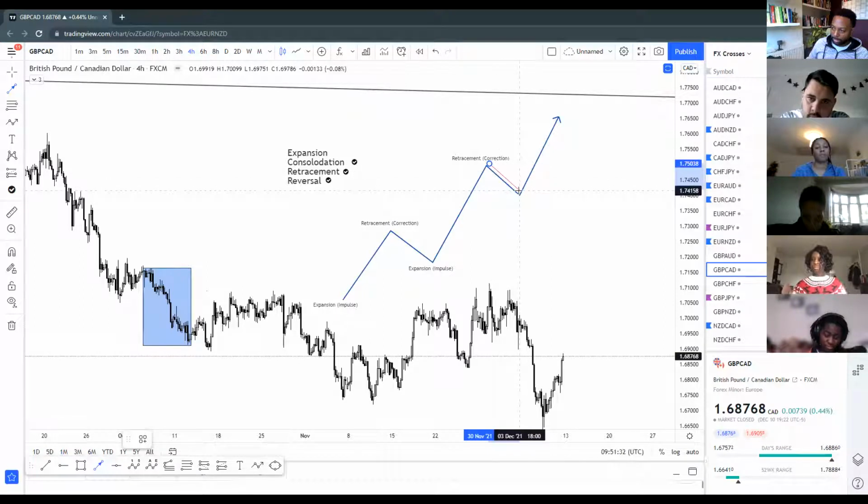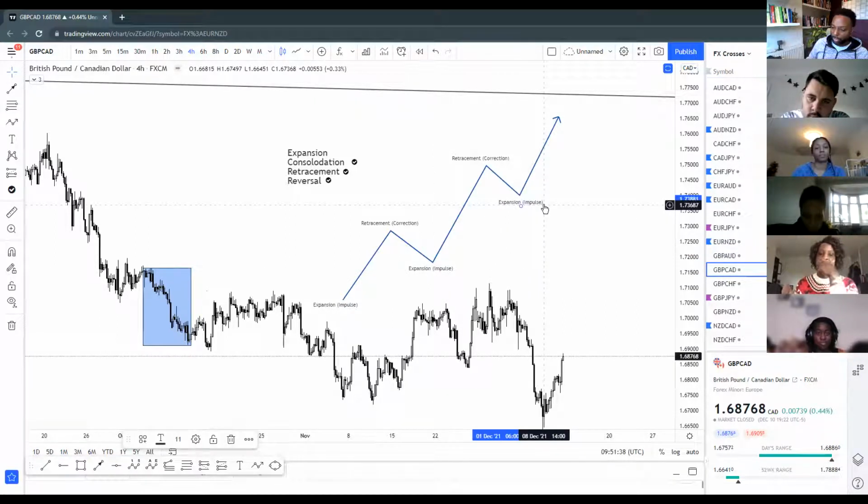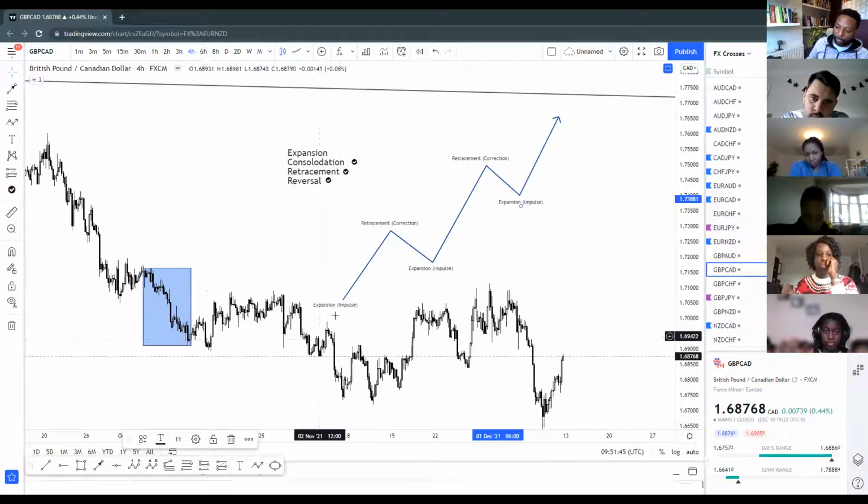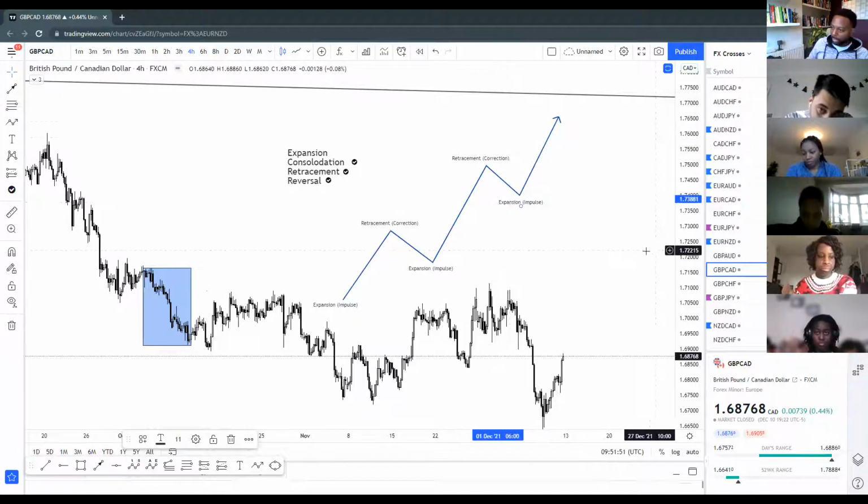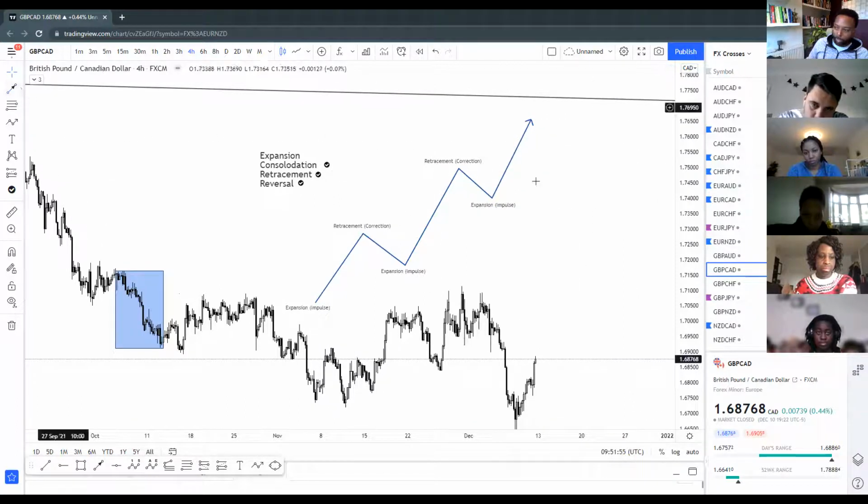Correction. See that? And then just to end, we usually get 5 waves, sometimes 7 waves, or 7 moves. 1, 2, 3, 4, 5. 5 moves usually. And then you start to see a longer term correction. Then the market will often do this.